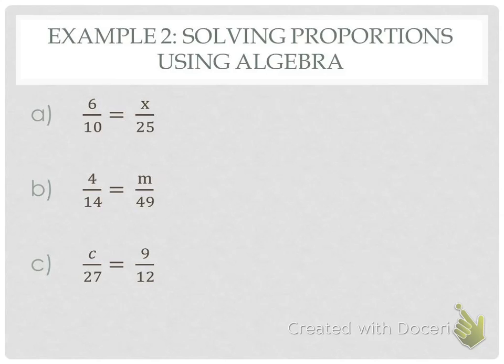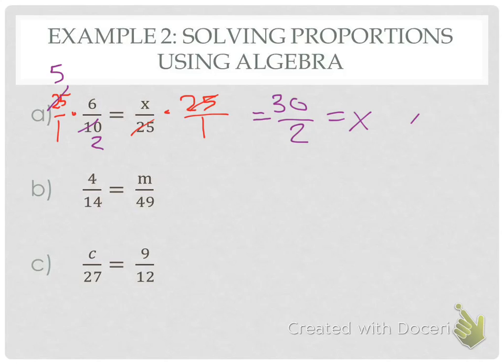We can use algebra. This is what you learned in Chapter 7. This is nothing new. We are simply solving for the variable. So 6/10 equals x over 25. How do I get x by itself? I have to multiply by the reciprocal. Whatever I do to one side, I do the same thing to the other. Cross-reduce if possible. A lot of people are forgetting about this. And you have 30 over 2 equals x. And then x equals 15.